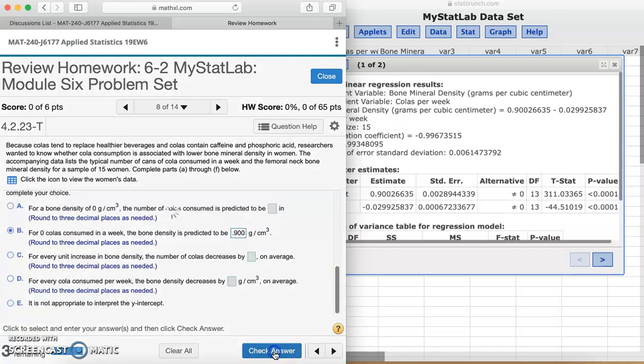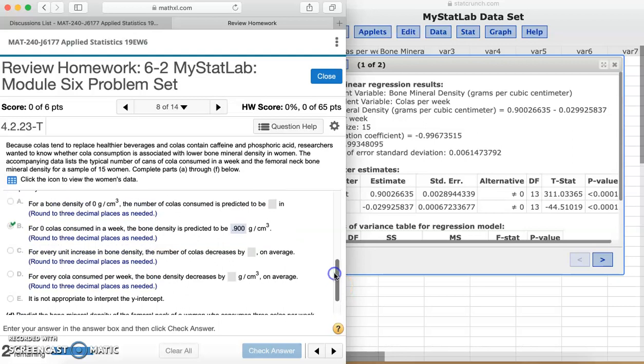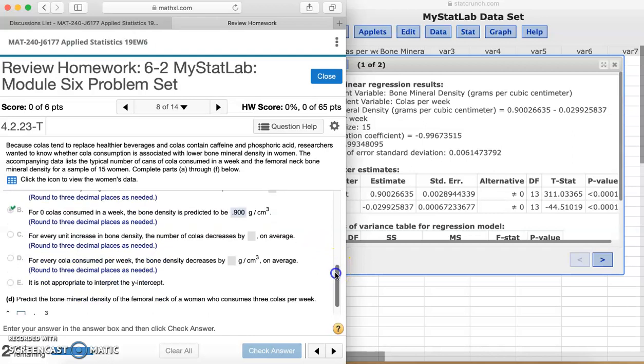Let's check our answer. Nice work. So let's just read that again to make sure everyone understands how to interpret the intercept. For 0 colas consumed in a week, the bone density is predicted to be 0.9 grams per centimeter squared. Or excuse me, centimeters cubed, volume, sorry.